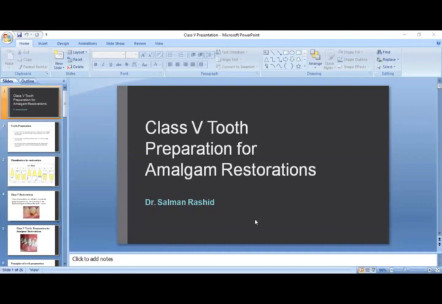Okay, today we are going to start the class 5 cavity preparation for amalgam restoration. Now, what is basically class 5? As I told you in the last lecture, we discussed the class 3 caries region, and now we are on class 5 caries regions or cavity preparation. There are different classes. There is a classification system which basically depends on the extent of the caries region and mostly the location of the caries region.